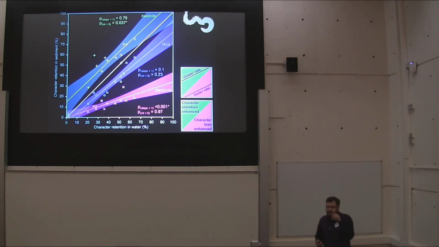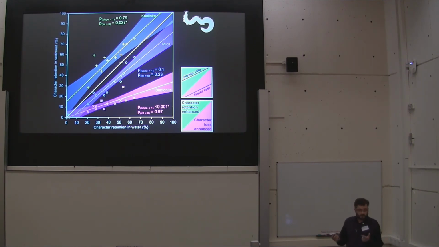This pattern is borne out if we look at the character retention data, so no significant difference between mica and water. In kaolinite, we see the slope of the line doesn't significantly differ from 1, so we don't actually have a difference in the rate of decay, but what we are seeing is an enhancement in the retention of character. So we have an initial period of almost no loss, and then decay proceeds at the rate you might expect. Conversely, in bentonite, we see no difference in the intercept of this line, but a highly significant difference in the slope. So we have a much faster rate of decay in bentonite.